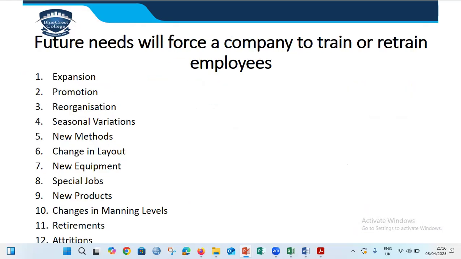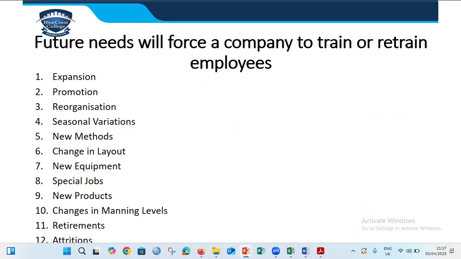Okay, so some future needs will force a company to train or retrain its employees. And some of these are like in a case where the company has to expand. So where there has to be an expansion or promotion if an employee is promoted, or where there's a reorganization of the firm, or there are changes in seasons, new methods of doing things come up, or there's a change in the layout, or new equipments are installed, where you have special jobs, new products, changes in the manning levels, right? Or change in the manpower.